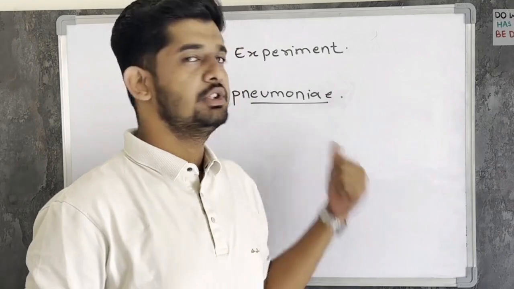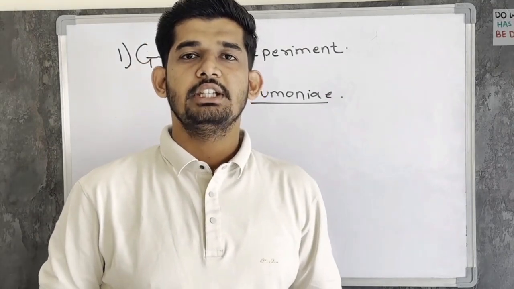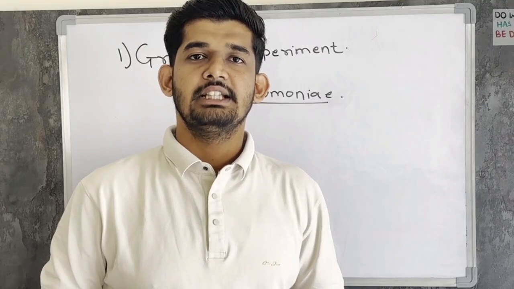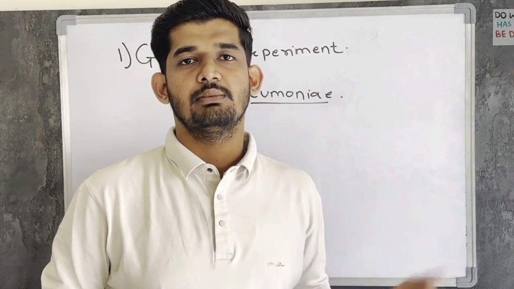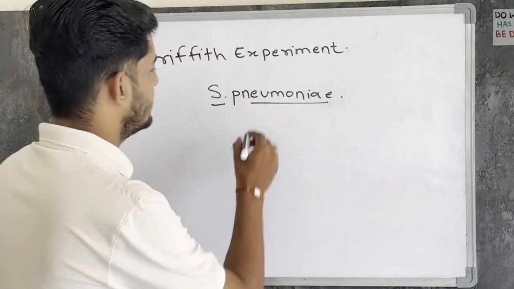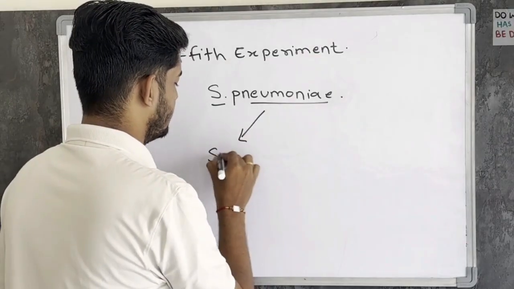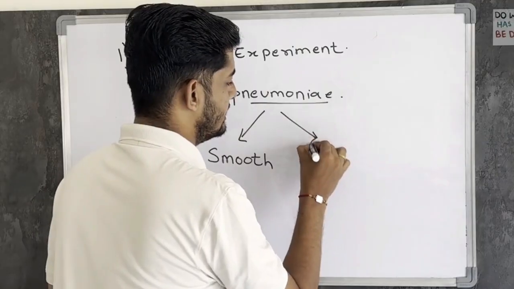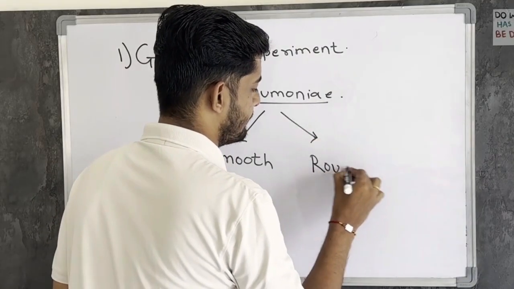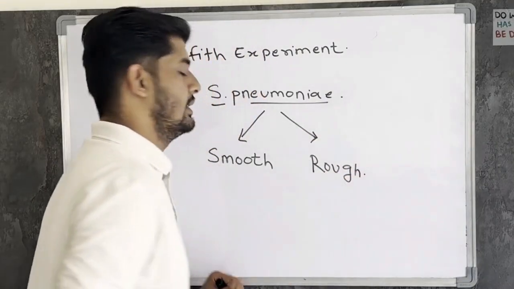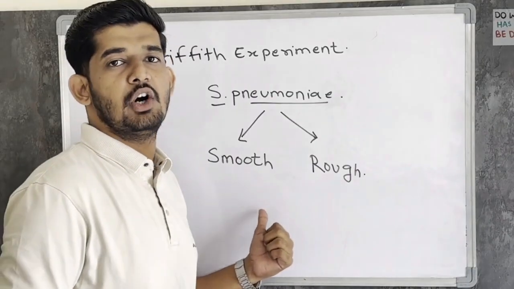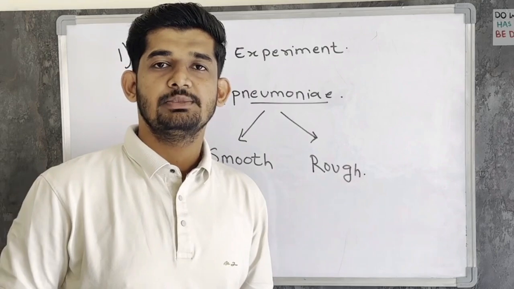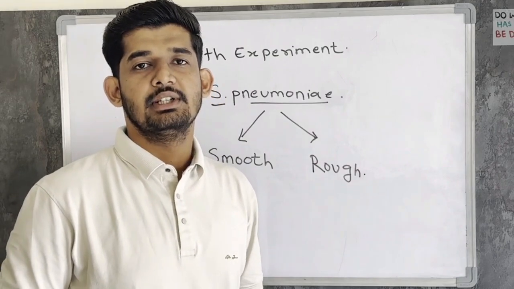This Streptococcus pneumoniae has two types of colony. A colony is a group of bacteria that have similar properties and live together. The first colony is the smooth colony, and the second type of colony is the rough colony. Now the smooth colony has the ability of virulence. Virulence is the ability of an organism or bacteria to cause disease.